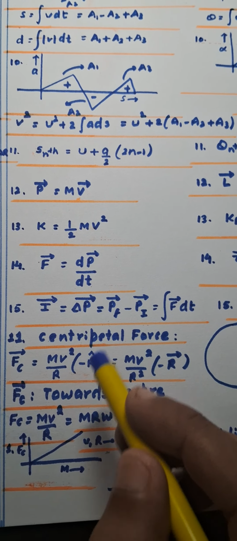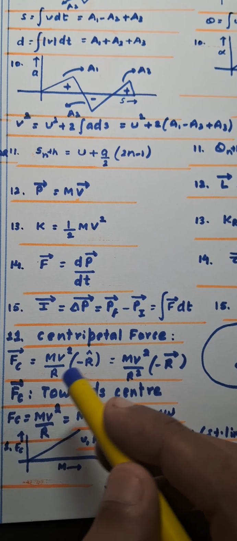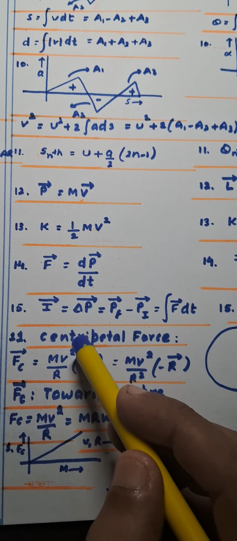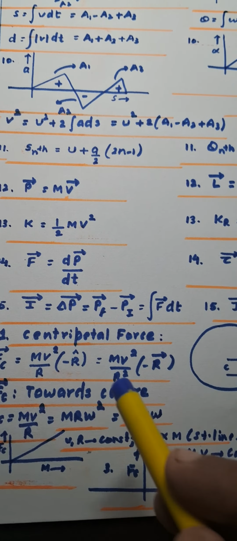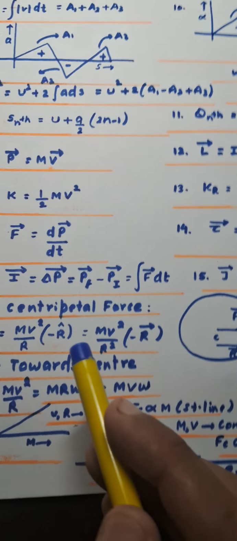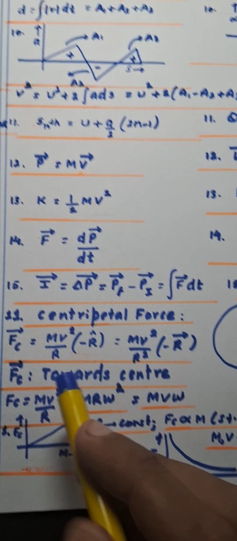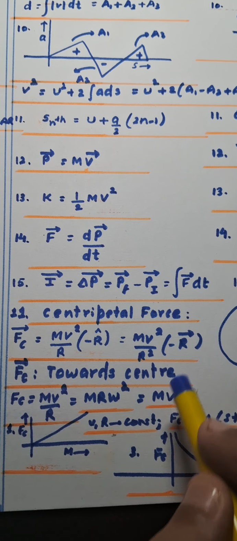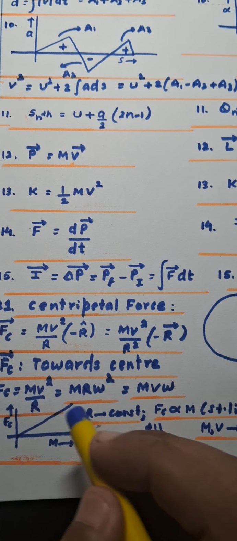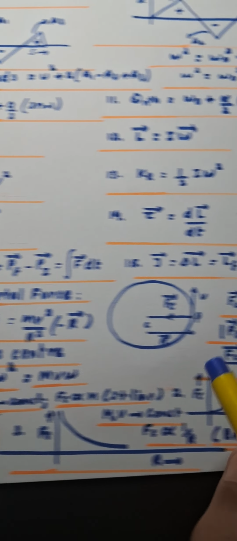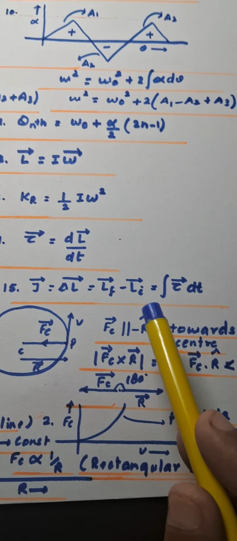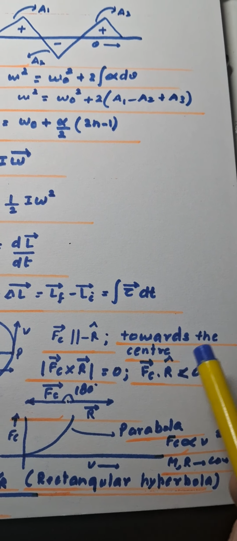This is mass into acceleration. So centripetal acceleration is v square by r into minus r cap, as I discussed earlier. So centripetal force can be written as mv square by r into minus r cap, or mv square by r square into minus vector r. One thing is centripetal force is towards the center, so it is written as mv square by r. It can also be written as m r omega square. One thing is centripetal force is parallel to minus r, or it is toward the center.